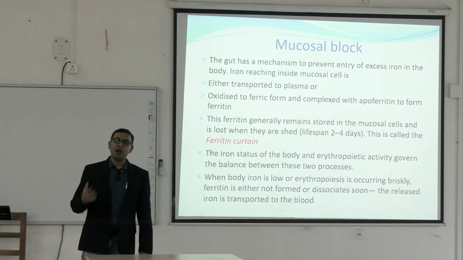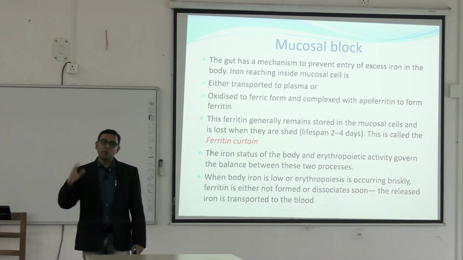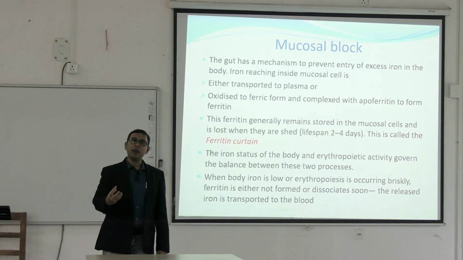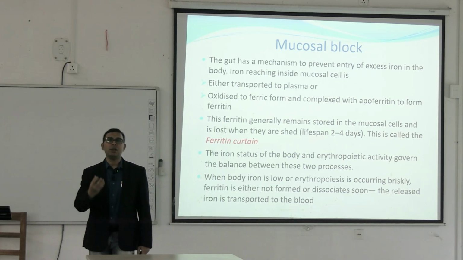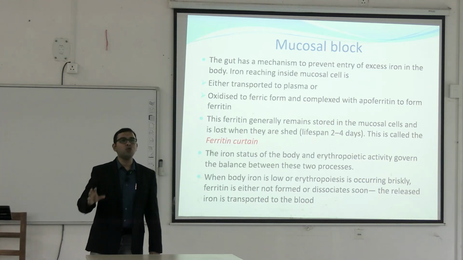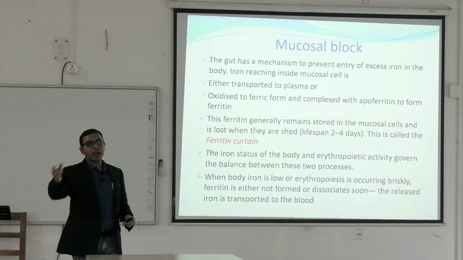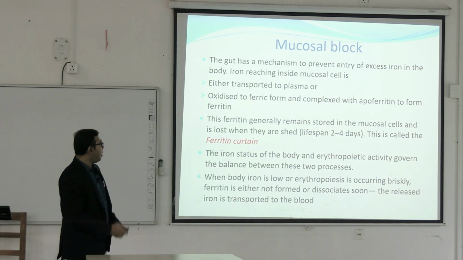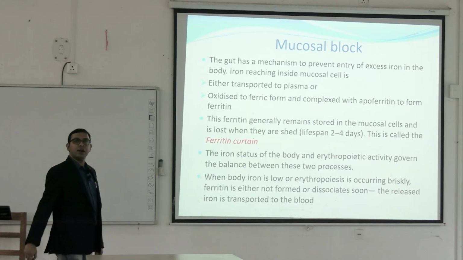If we do not need more iron, it will be shed. We are taking food every day, so this storage within the enterocytes usually spans approximately 2 to 4 days. After that it will be shed, and again newer storage will occur. This is known as the ferritin curtain.